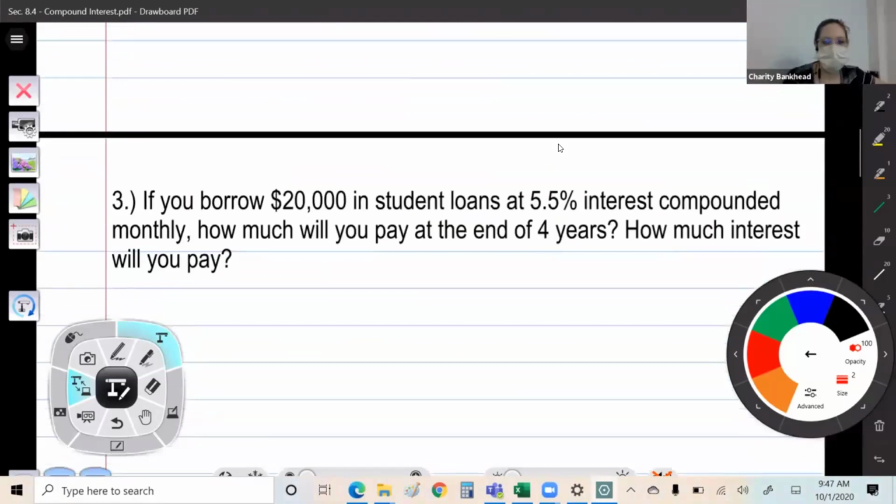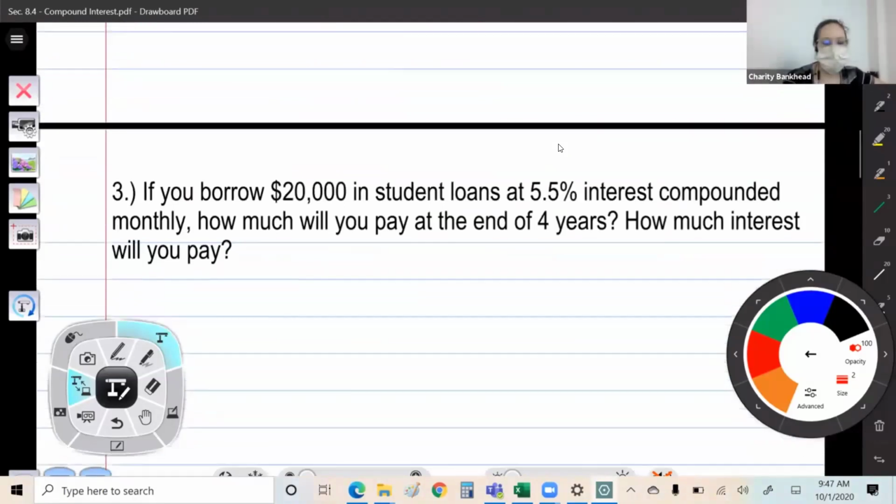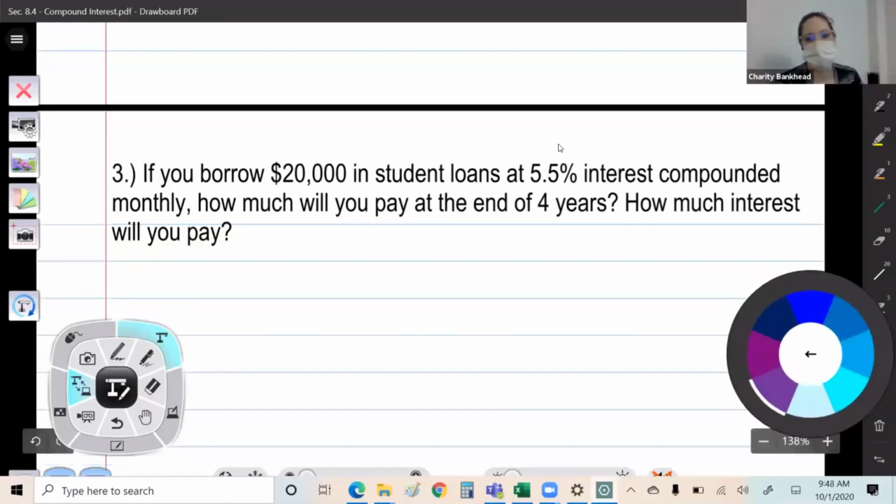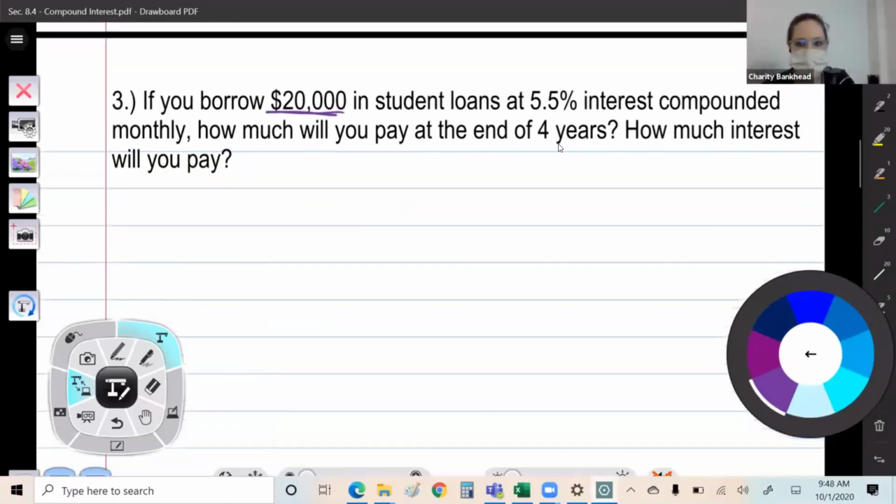Okay, number 3 says if you borrow $20,000 in student loans at 5.5% interest compounded monthly, how much would you pay at the end of 4 years? And how much interest will you pay? So P is 20,000 because that's the original amount that you borrow.